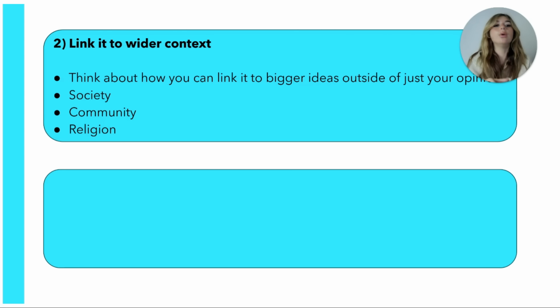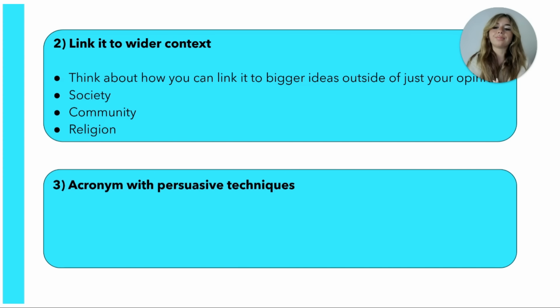So that's a really good way as well to give you more ideas, because a lot of students tend to run out of ideas or not really know how to expand on their ideas. So thinking about the wider context gives you more to say.